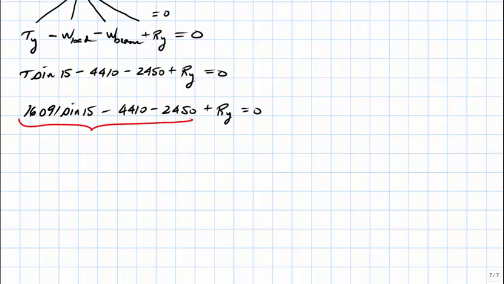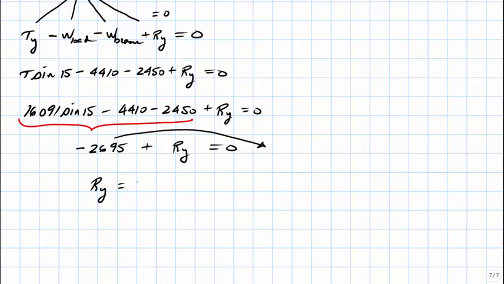If we add these three terms together, the result equals negative 2695. And if we transfer this value to the other side, the result equals positive 2695 newtons for R sub y. Once again, the positive means that we chose the correct direction for R sub y. And so the hinge does in fact produce an upward force on the beam.